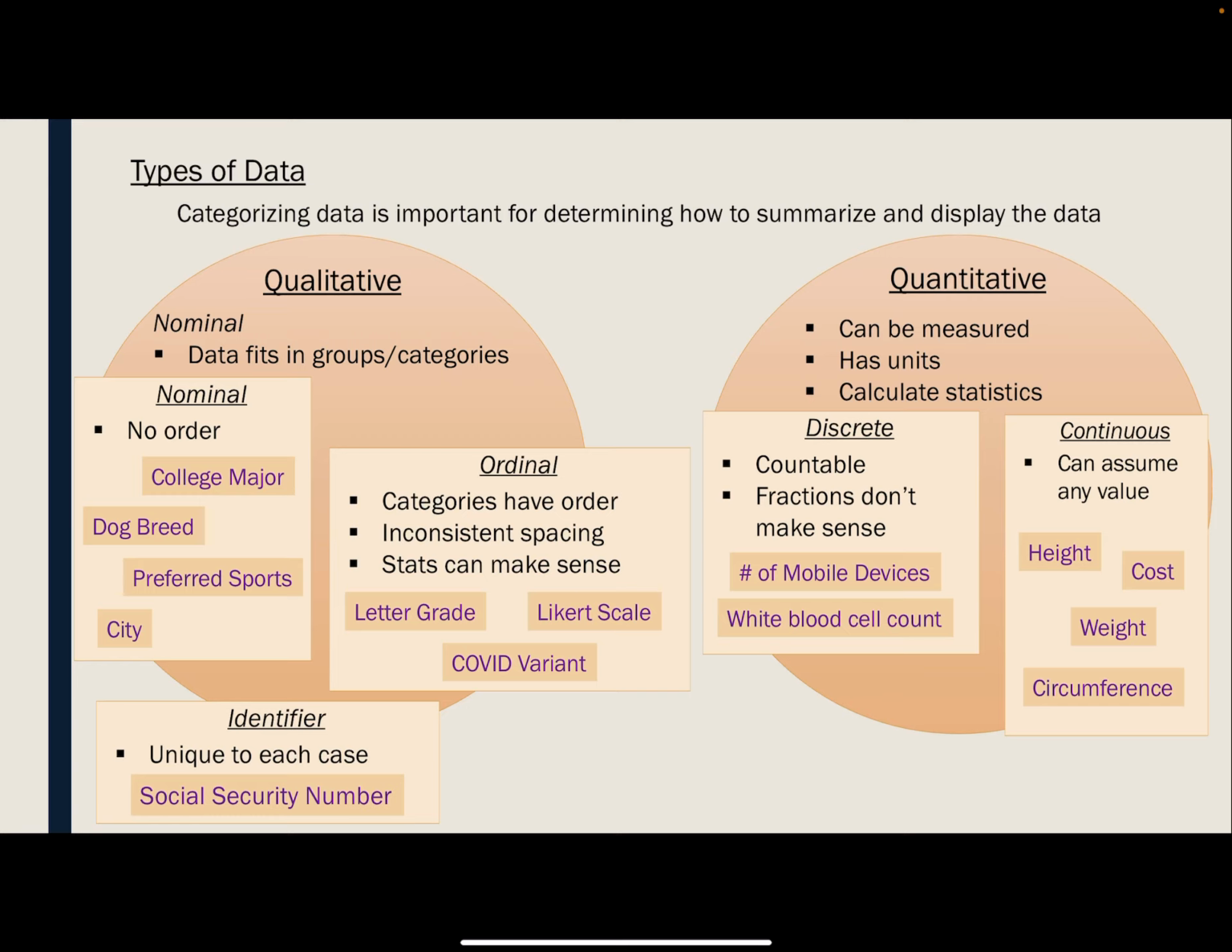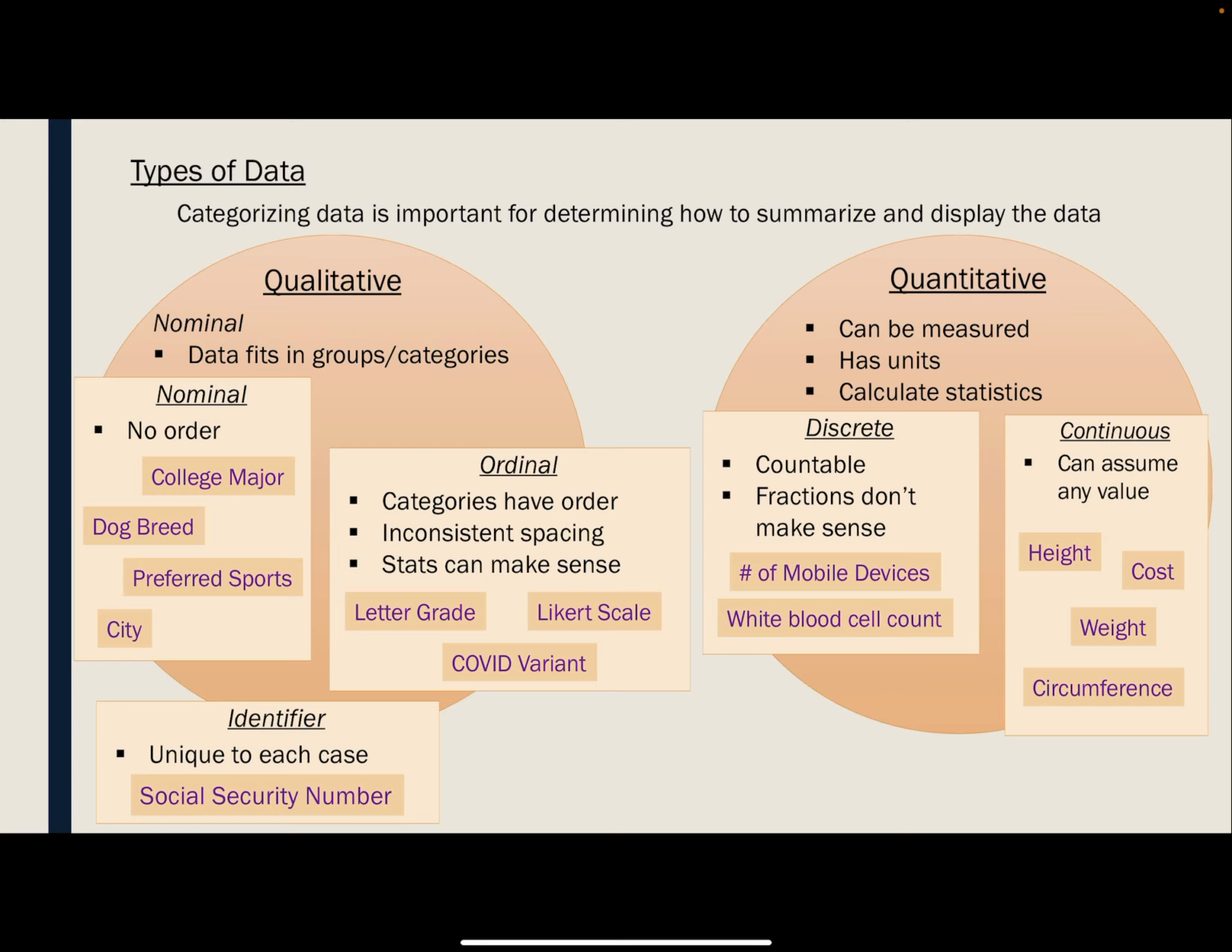Another type of qualitative variable that your book actually doesn't talk about too much is the identifier variable. The identifier variable is unique to each individual. So your social security number. It's a number, but it doesn't have a unit. It's not a measurement. It's a number that's assigned to you, kind of like a name. And so it's qualitative, but it's unique to you. You're the only one within that group. Another example would be like a student ID or an order number or something like that.